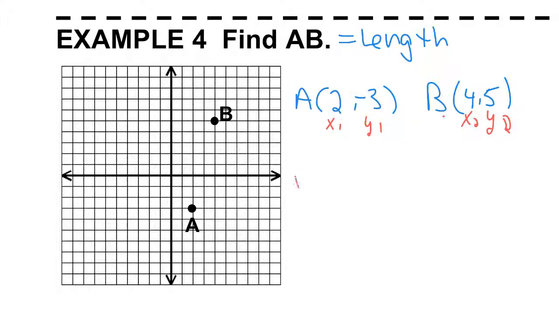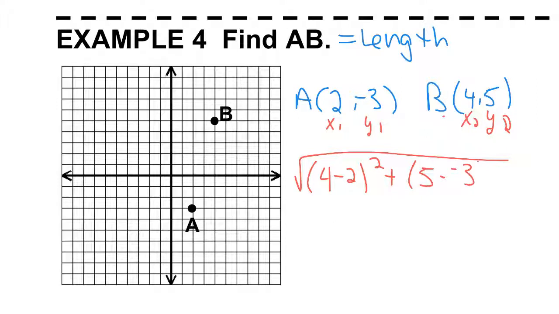So let's see, square root of, looks like we're going to have to do x2 minus x1, 4 minus 2 squared, plus y2 minus y1, 5 minus negative 3 squared. So again, we have a boom, boom. Let's do this in our heads. I don't think we need to do much. 4 minus 2 is 2, so we have 2 squared. 5 plus 3 is 8, so we have 8 squared.